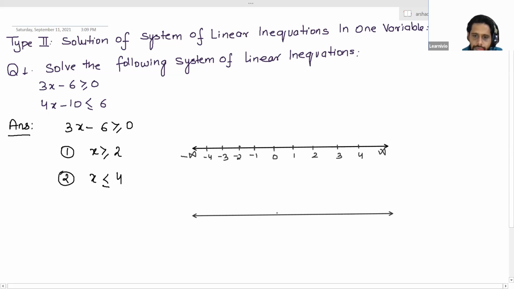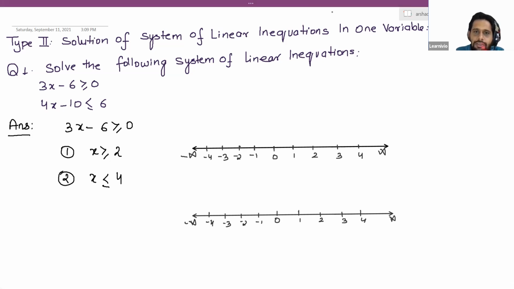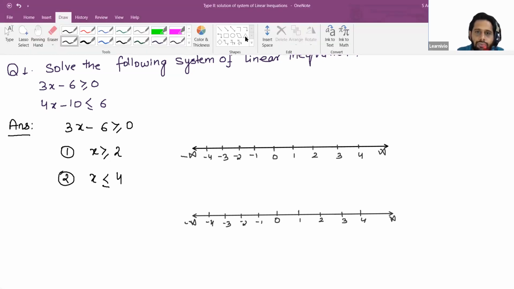In this one, just write 0, 1, 2, 3, 4. This is -1, -2, -3, -4, and this is minus infinite, and this one is infinite. Okay, so the first one is x is greater than or equal to 2.